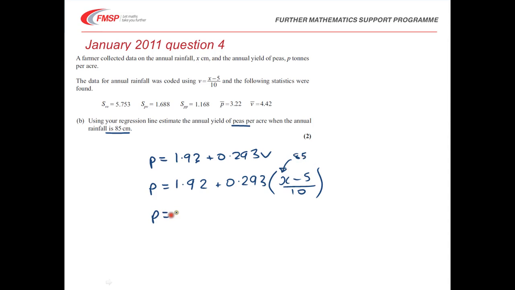So calculating this through, p is equal to 1.92 plus 0.293 multiplied by 8 in total. 85 minus 5 over 10 is 8, which gives me a value of 4.3. And again, it's any answer which rounds to 4.3. Okay, so you get 1 method mark effectively for using the fact that we're supposed to be using 8. Again, there are other ways of doing this, but this is predominantly what we're looking for. And then an accuracy mark for getting p correct.